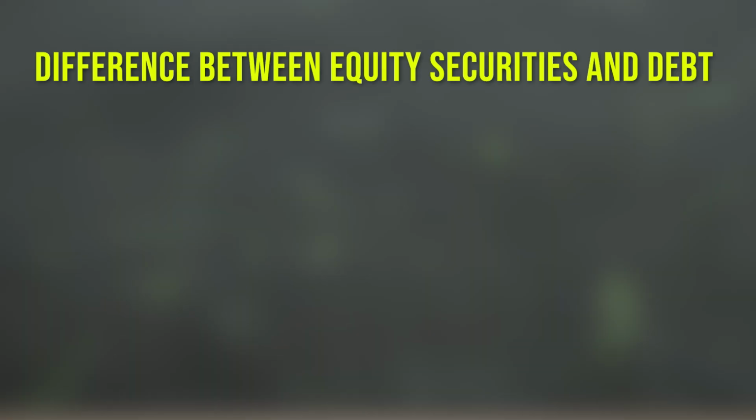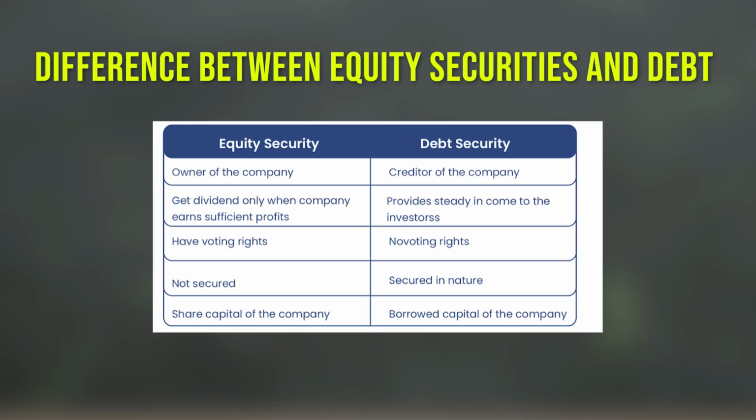Another difference is that equity security provides ownership right to the holder so that he becomes one of the owners of the company, owning a stake proportionate to the number of acquired shares. You have seen there the two parts. Number one, equity security. Number two, debt securities. Difference between equity security and debt security.